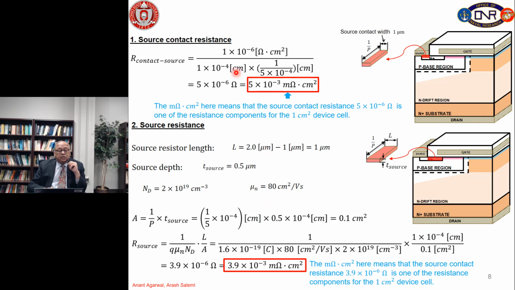we need to achieve very good contact resistance of 10 to the minus 6 ohm centimeter square. That means the N plus doping has to be high, so we can get really low contact resistance, and also the doping of the source has to be high, not only to reduce the contact resistance, but also to reduce the lateral resistance of the source.